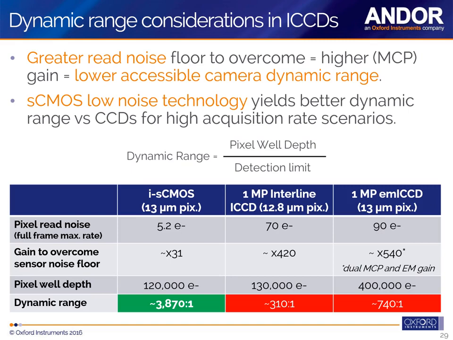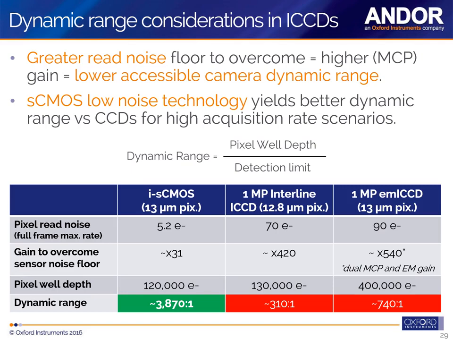The little table at the bottom summarizes the read noise performance of three different types of sensors typically used on ICCDs. The first one is a CMOS sensor. The second one is an interline sensor. The third one is an EMCCD sensor. And when these are operated at their fastest, for demanding transient sampling of phenomena, the read noise of this technology will vary greatly.